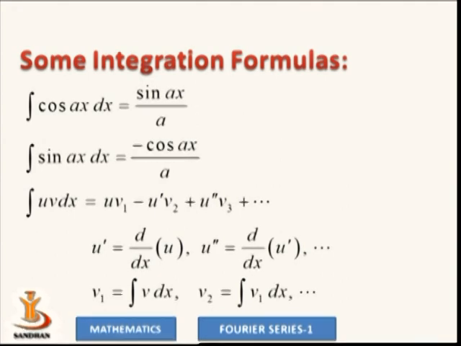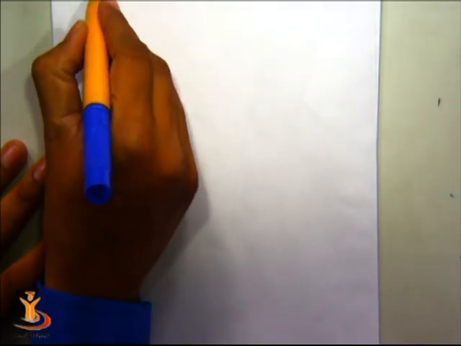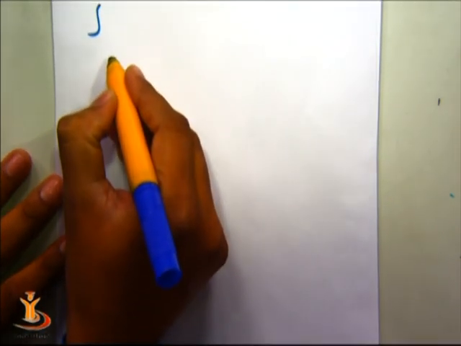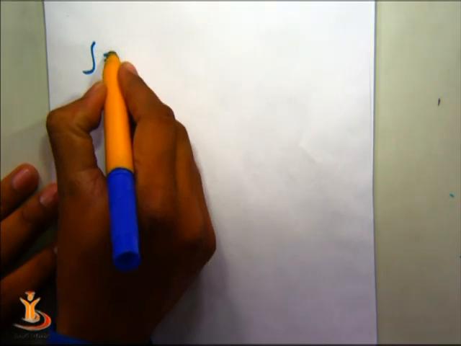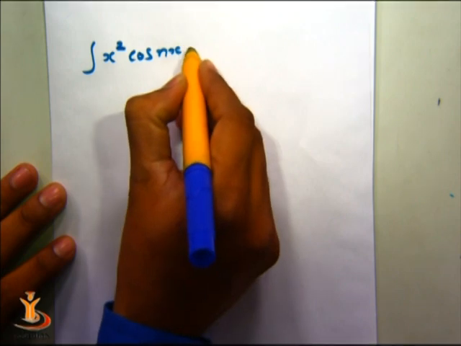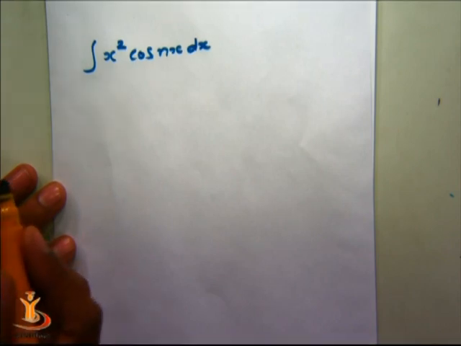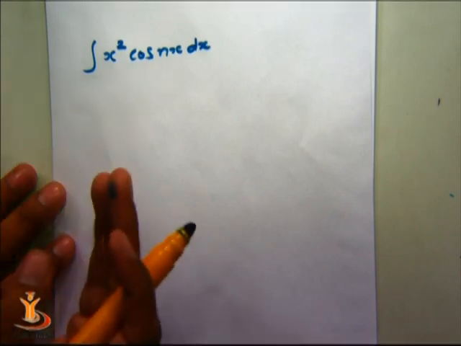So let's see by an example how this rule works for the general formula of integration of uv dx. Take the integration of x square cos nx dx. Here a product of two functions is given to us, so to integrate this by the simple method is very complicated.